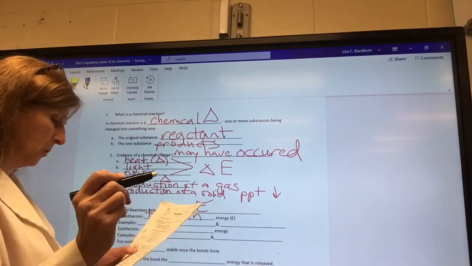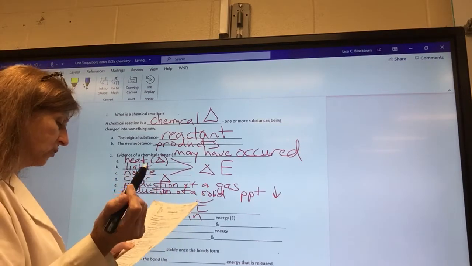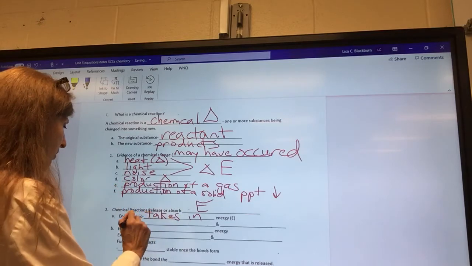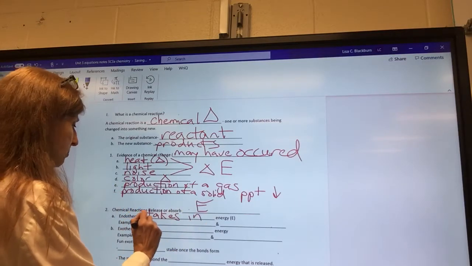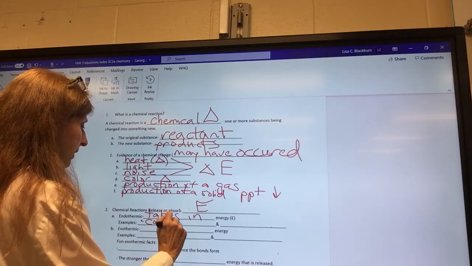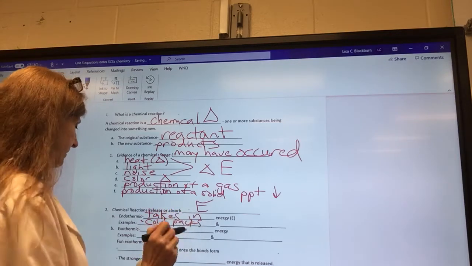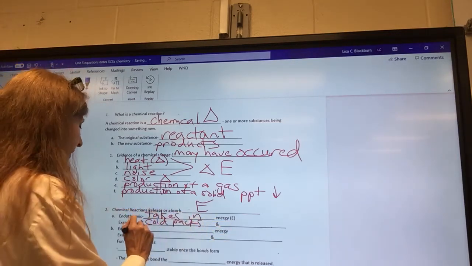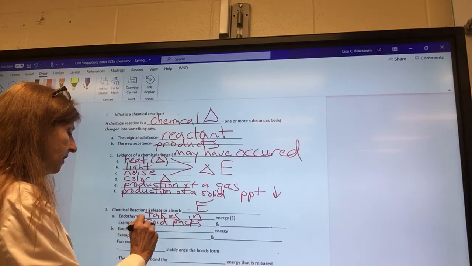And an example would be the electrolysis of water. I'm going to just put cold packs. I think the other one's kind of confusing because we're not really going to do it. Cold packs is an example. Exothermic gives off energy.